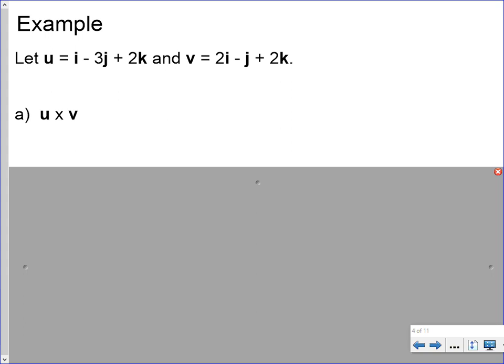On the test next Wednesday, you'll have to pay careful attention. Is it asking you to do a dot product or a cross product? So what's in between the u and the v will matter.